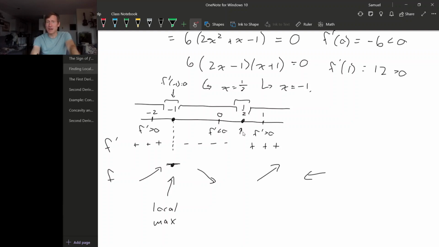And the opposite happens at 1/2, right? At x equals 1/2, the derivative is 0. So we have a horizontal tangent line. But if the graph is decreasing and then goes horizontal and then increases, this has to be a local minimum. So you can see just by looking at the pattern of the signs of the derivatives, we can tell if these critical numbers are local mins or local maxes. So if the derivative goes from positive to 0 to negative, that's a local maximum. If it goes from negative to 0 to positive, that's a local minimum.